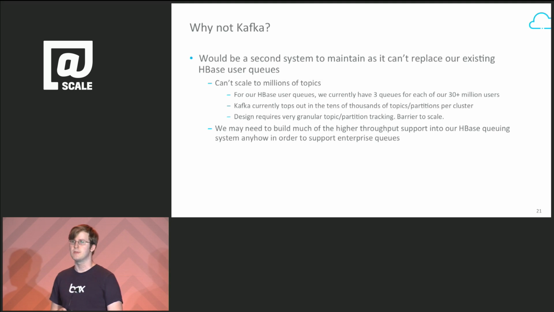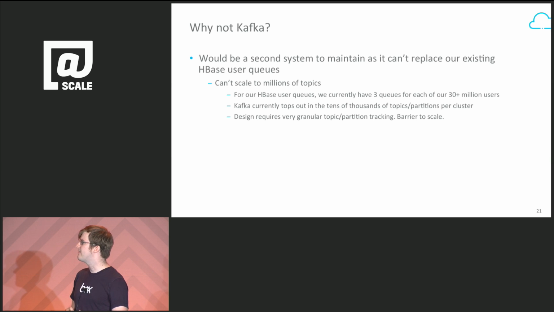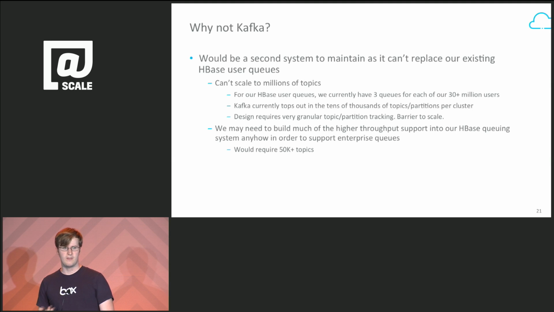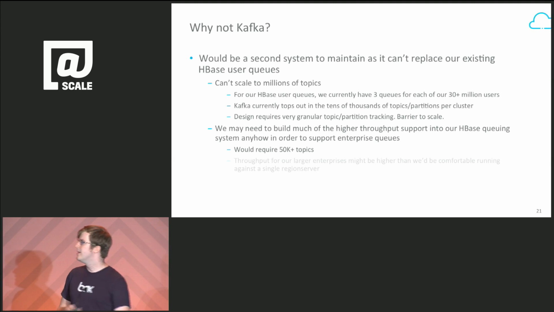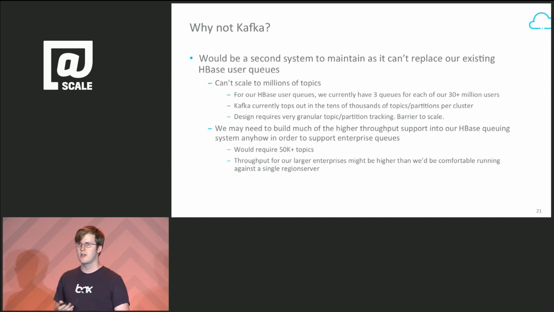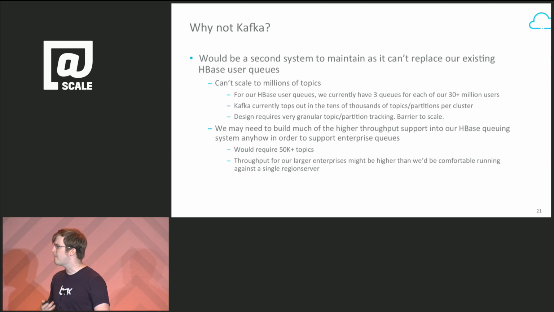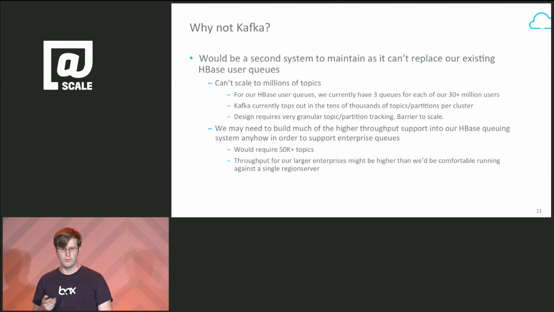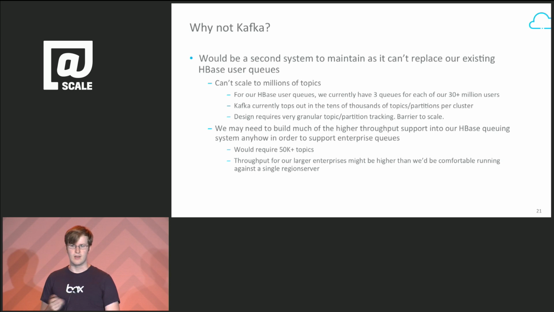Right now we have over 50,000 enterprises who use us, so we'd have to have over 50,000 topics. And the throughput wouldn't necessarily be large enough to knock over an HBase cluster. It would still be much larger than what we have currently, and we probably wouldn't be very comfortable running all that throughput against a single region server, especially because there's a danger of a few busy topics for our larger enterprises landing on one region server and knocking it over.